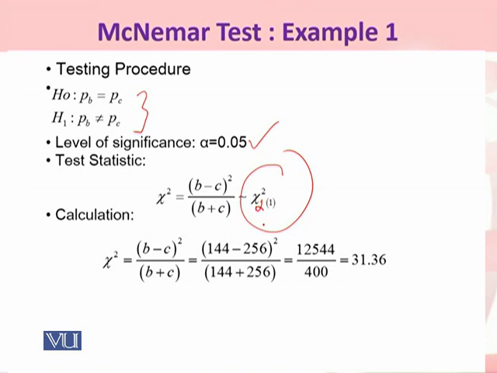But before that, we have to calculate the chi-square McNemar. So students, by plugging in the information about B, which was 144, and the C value, which was 256, taking their difference, then squaring it and dividing by B plus C, after calculating the ratio we obtained the value 31.36. So students, this is the calculated value of the chi-square. Now we have to compare this calculated chi-square with the tabulated value that we will obtain from the chi-square table.